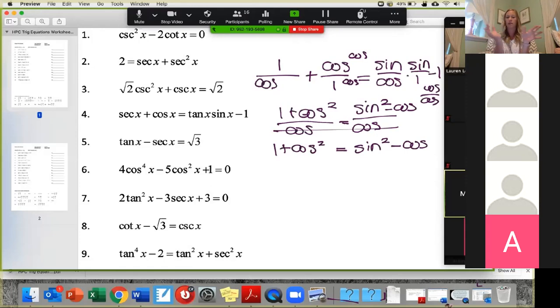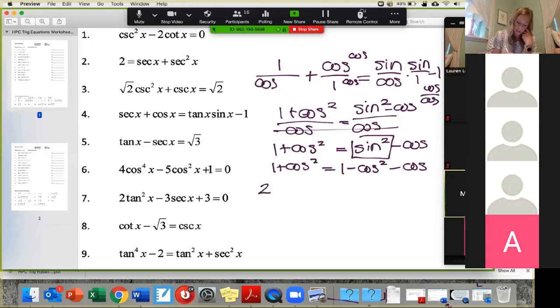And if we're playing the game of what doesn't belong, it's really this sine squared. So what can we change out the sine squared for? 1 minus cosine squared. So I can do 1 minus cosine squared. And then I would treat this like a normal factoring problem, move everything to one side and factor.